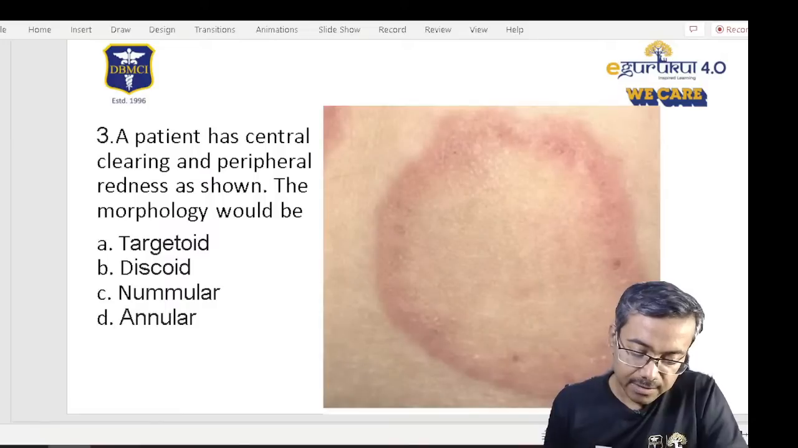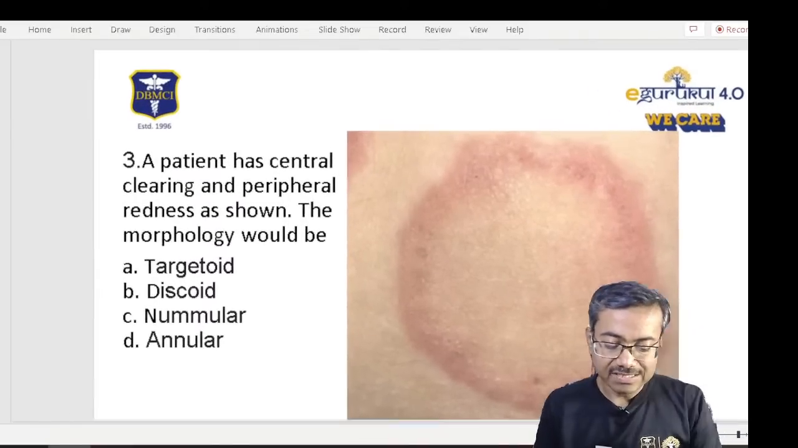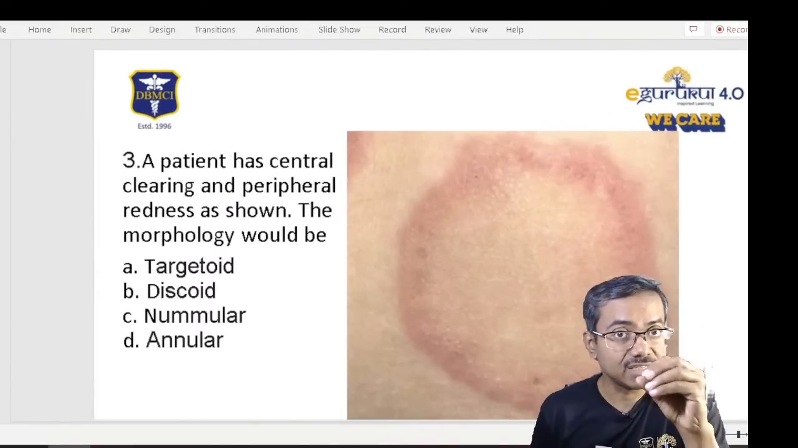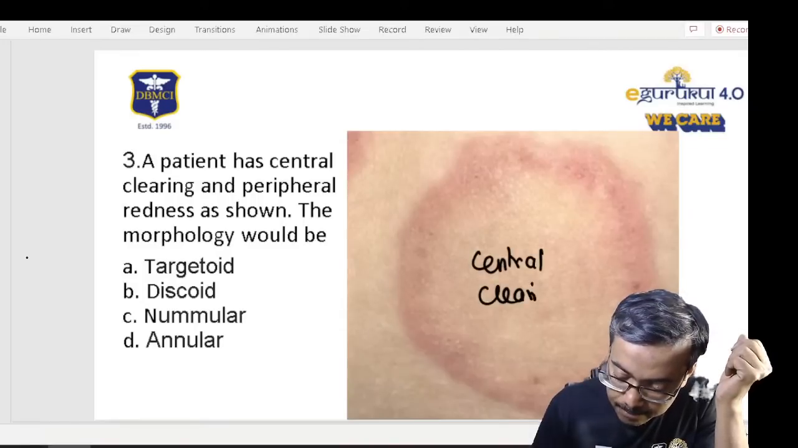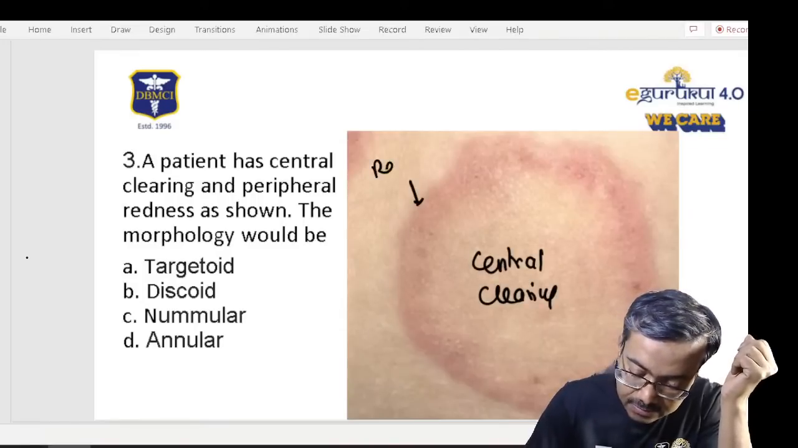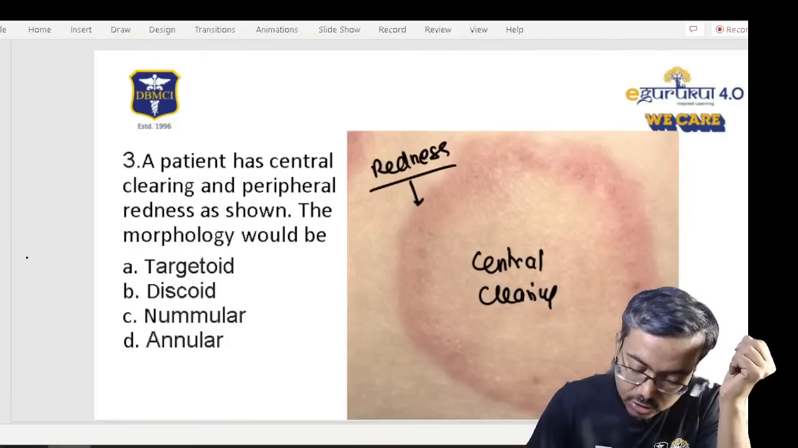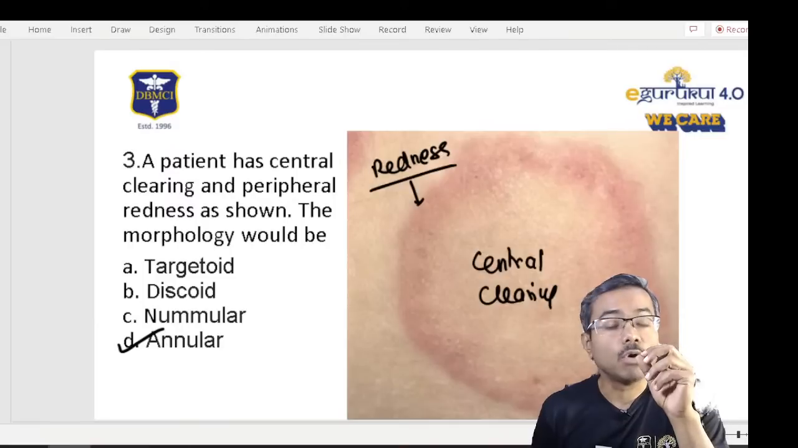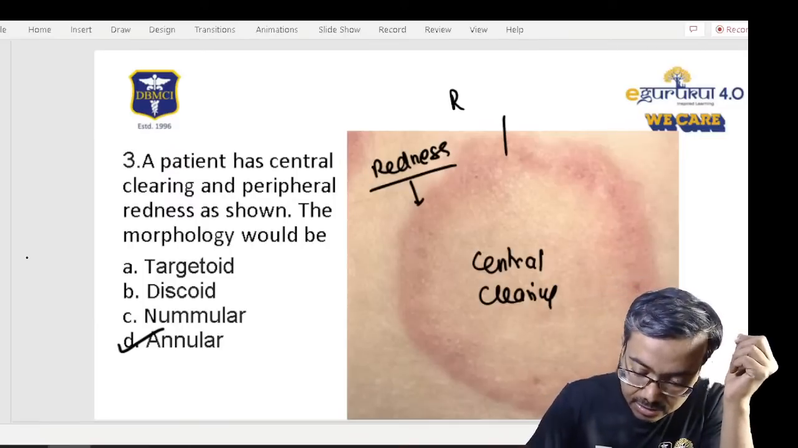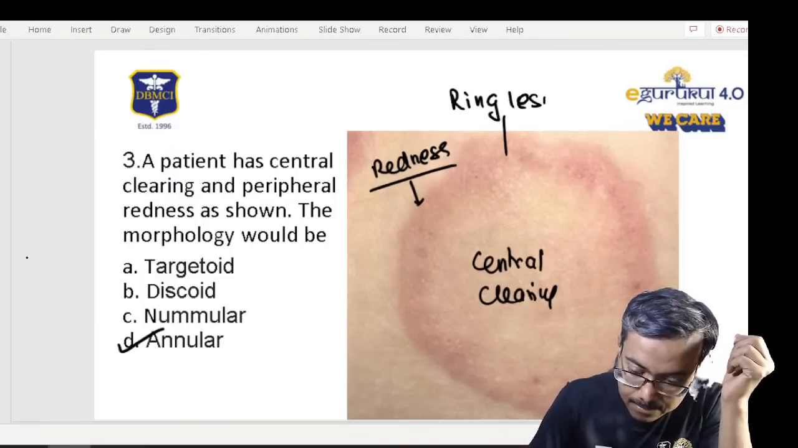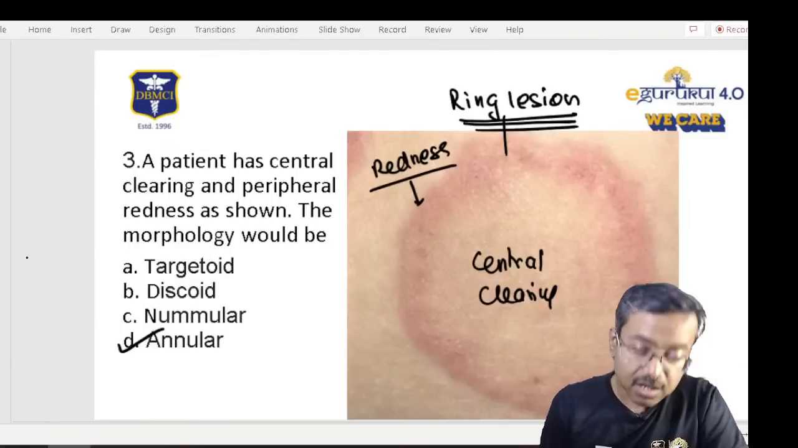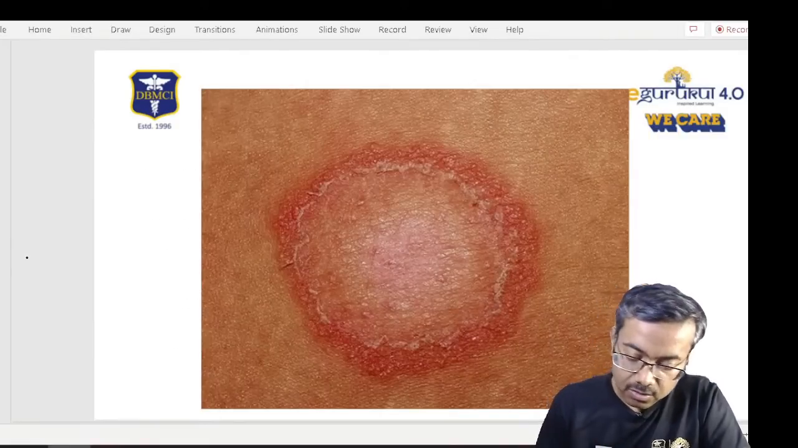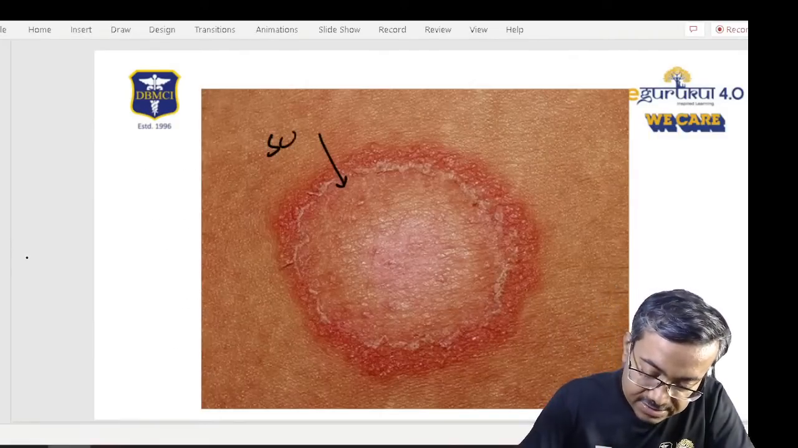Okay. Got it clear? Now, a patient has central clearing and peripheral redness, as shown. The morphology would be annular, meaning a ring lesion. Ring lesion of dermatology. Now, what is targeted? What is discoid? Let me show you that also. Now, can you see the annular with the scale on the edge?